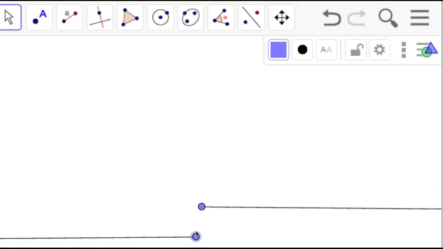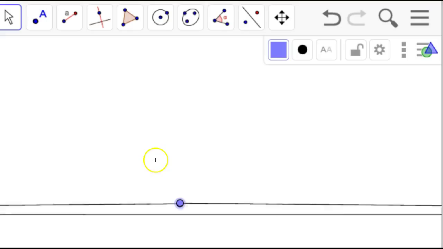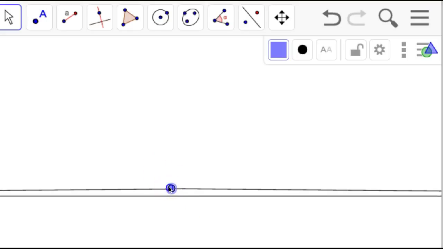And what you'll notice, I gotta zoom way out. What you'll notice is that they actually only meet when the two lines are on top of the, I can't even grab the other one.